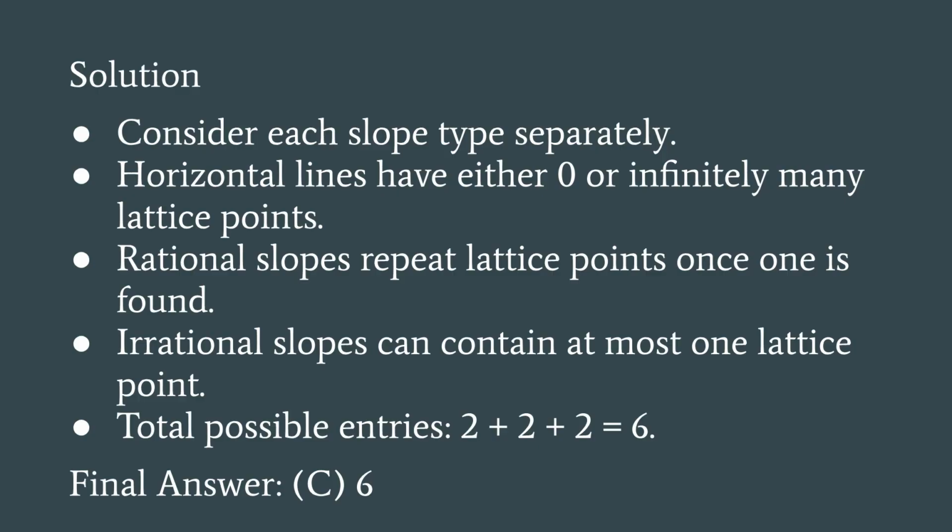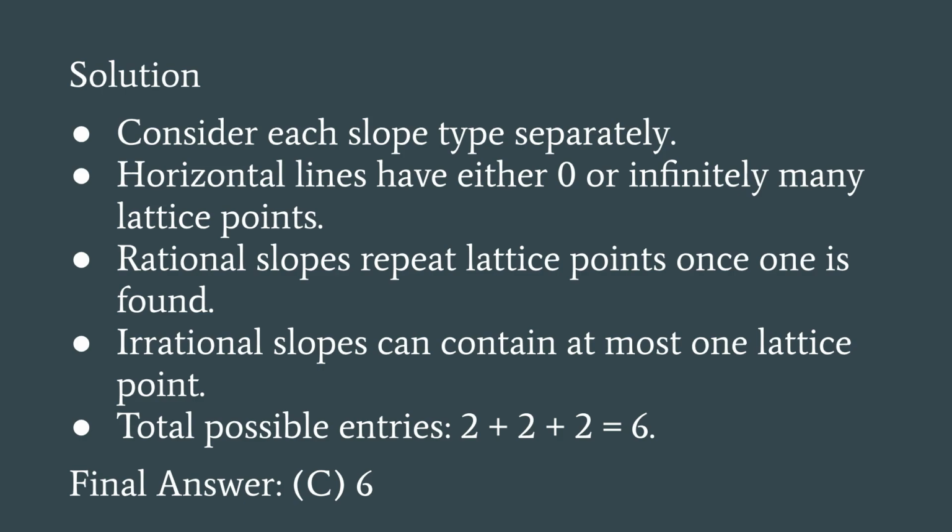Now consider lines with a non-zero rational slope. Such a line can contain no lattice points, for example y equals x plus 0.5. If it passes through one lattice point though, the rational slope causes the pattern to repeat, so the line must pass through infinitely many lattice points. Therefore, exactly one and exactly two lattice points are impossible, while more than two is possible.